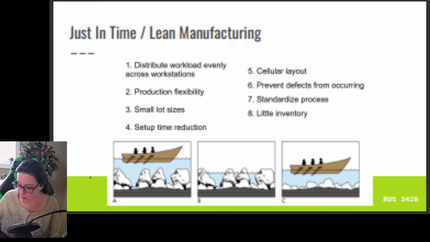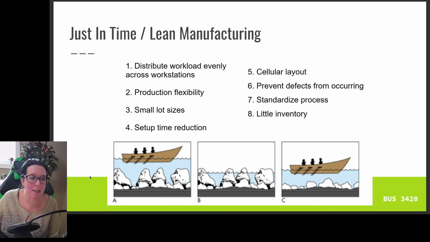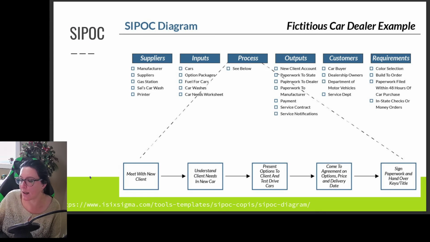So if we want to analyze how we're doing in terms of eliminating these wastes and being more lean, we can create a SIPOC diagram. SIPOC starts with who are your suppliers? What are your inputs? Then what's your process? And you can see here a process flow diagram. And then what are the outputs? Who are our customers? And then they've added here what are the requirements or restrictions.